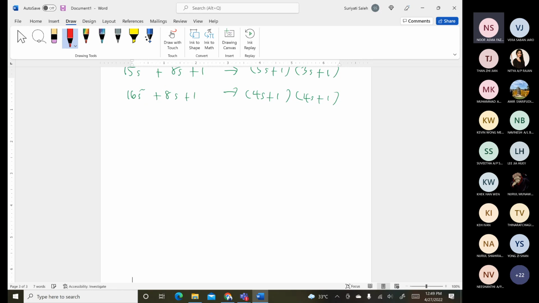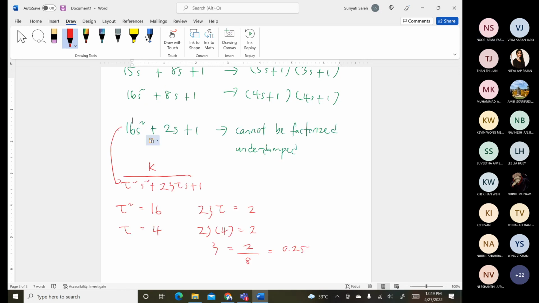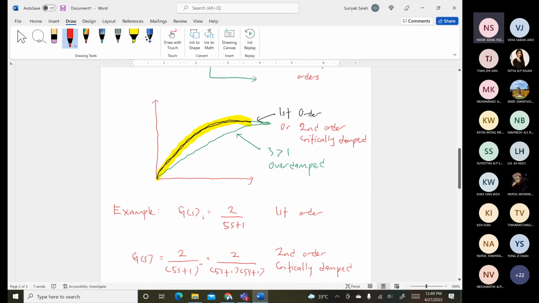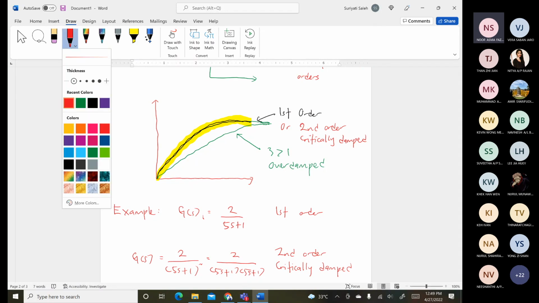So that is how we can differentiate our equation, how to classify it under the overdamped, critically damped, or underdamped. If we try to see the response, since it is underdamped, you have the conjugate or complex number, then the response is a little bit weird.